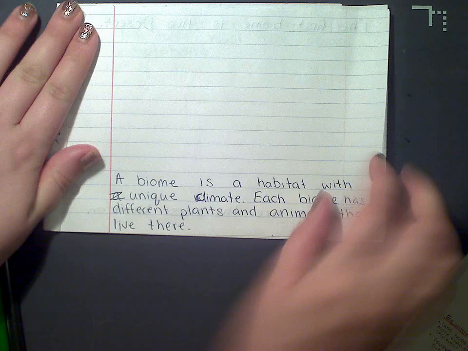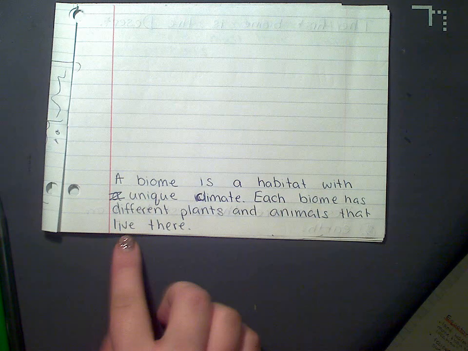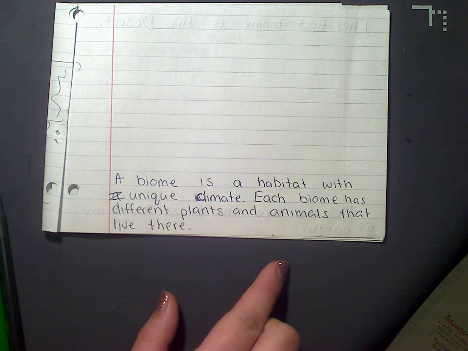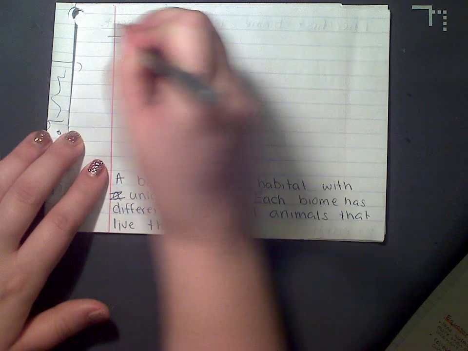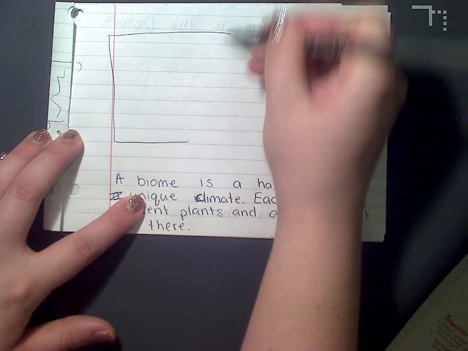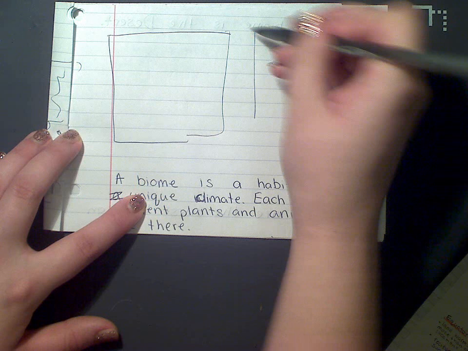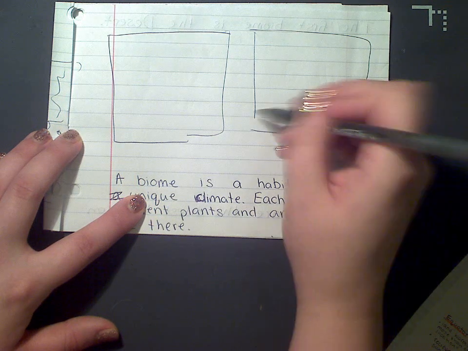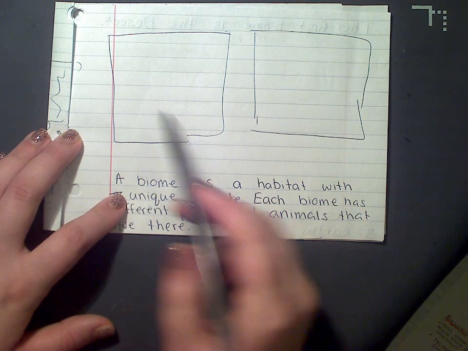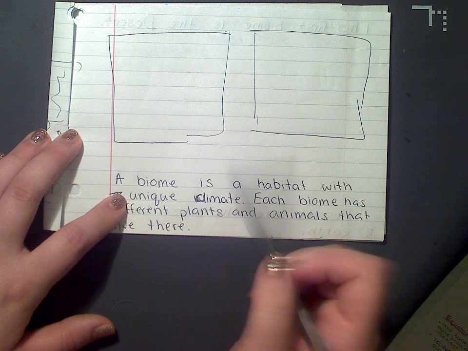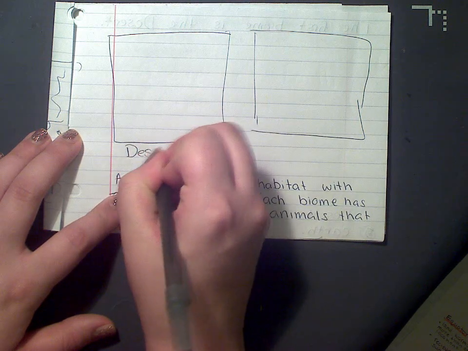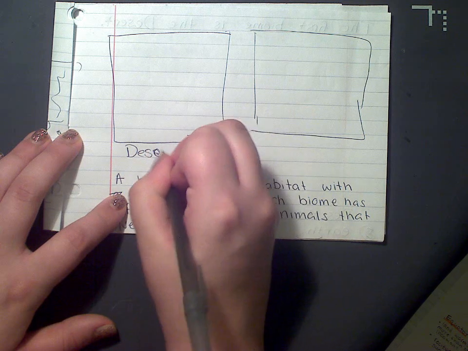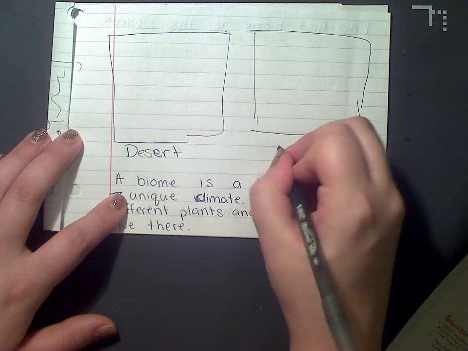And then I go to my next page and it says, a biome is a habitat with a unique climate. Each biome has different plants and animals that live there. And so then maybe I'm going to do a box. And I'm going to do 2 boxes. Maybe I'm going to do 7 boxes and do one for each. But I'm going to pick. And I'm going to label these boxes. So maybe this one's going to say desert with 1 S. And maybe this is going to be the tundra.